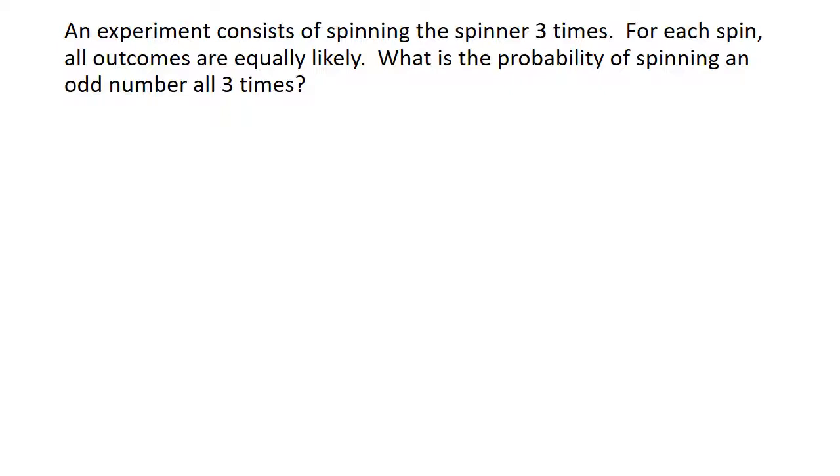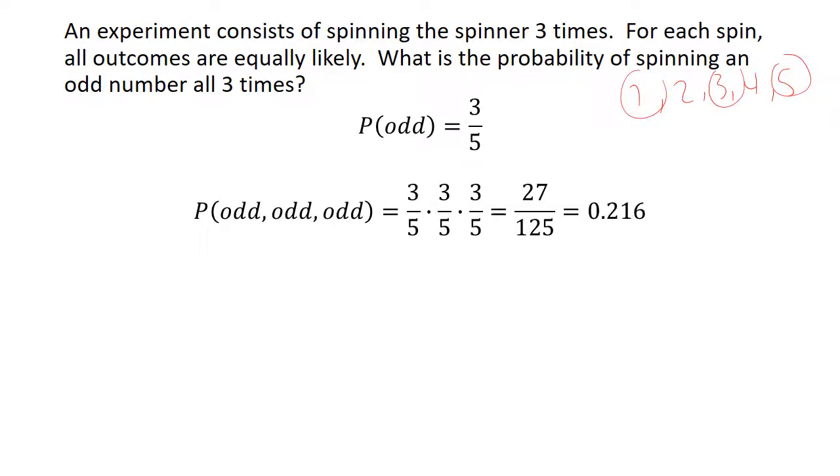So the probability of spinning an odd number, when you've got a 1, 2, 3, 4, and a 5, we've got 3 different odd numbers. So the probability of spinning an odd number is going to be 3 in 5. So for all 3 times, you would do 3/5 times 3/5 times 3/5, which would be 27/125. And then if you put that into a decimal, that would be 0.216. Much more probable to spin an odd 3 times rather than just saying you're going to spin a 5 3 times.